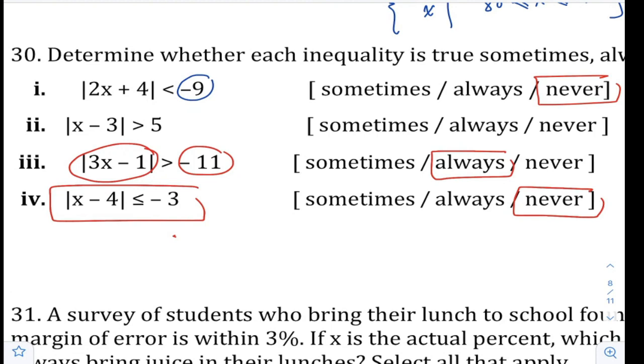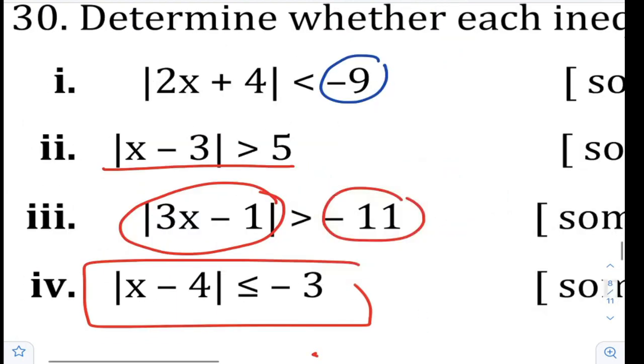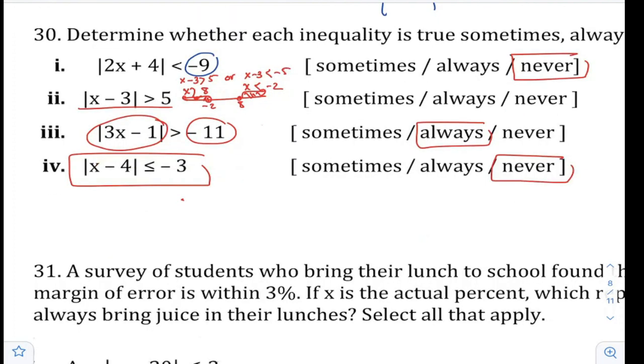Now only question 2 remains. For this question, we need to solve, or without solving, we should know that it is sometimes true. Because if you solve this or inequality, you have 2 cases. Case 1, and this is case 2, and we can have 2 different solutions. 3 minus 5 is negative 2. That means we have minus 2 and less, minus 2 is not included, 8 and more. So we have some values that make my inequality true. That means it is true sometimes.